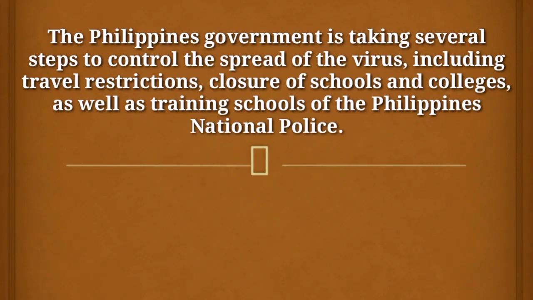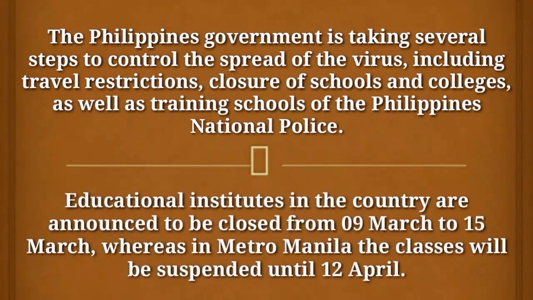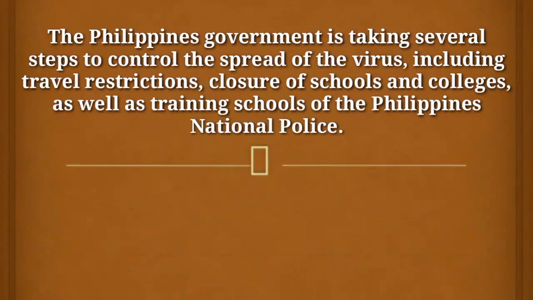The Philippine government is taking several steps to control the spread of the virus, including travel restrictions, closure of schools and colleges, as well as training schools of the Philippine National Police. Educational institutes in the country are announced to be closed from March 9 to March 15, whereas in Metro Manila, the classes will be suspended until April 12.